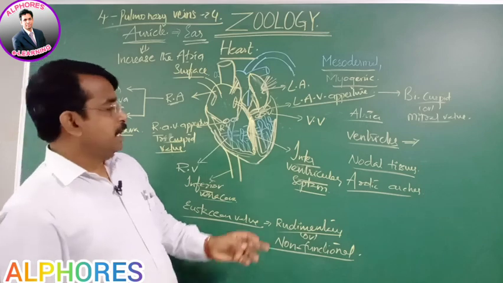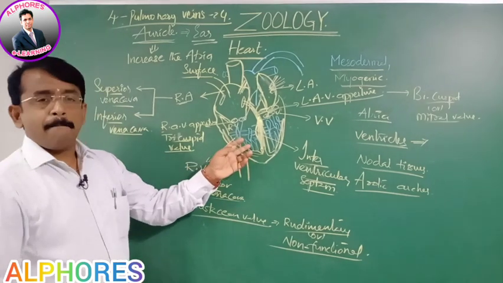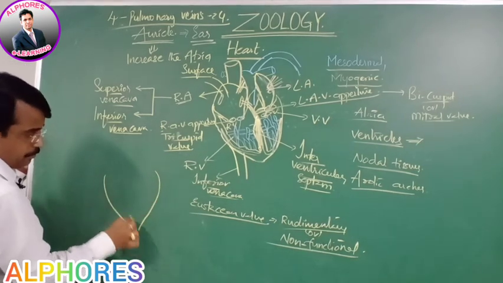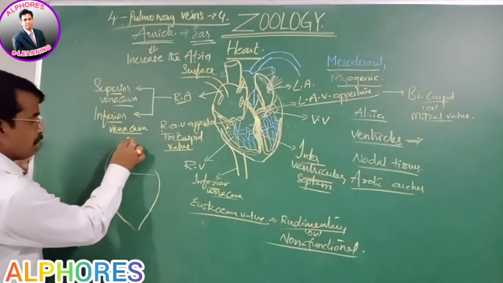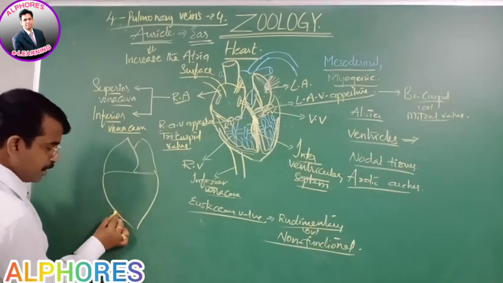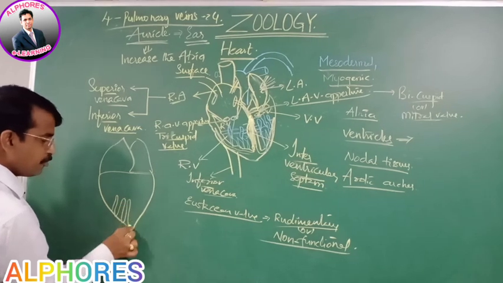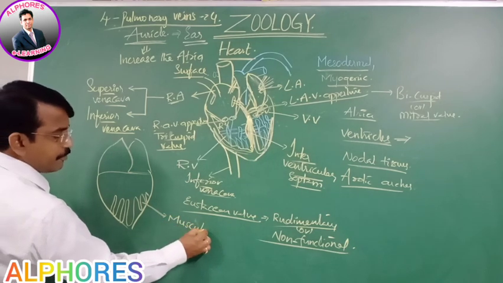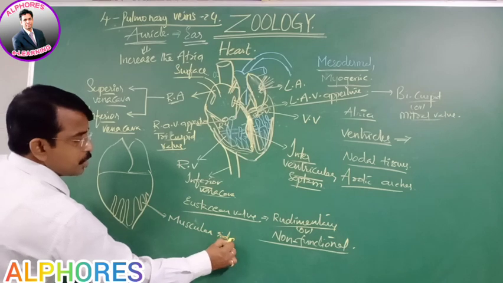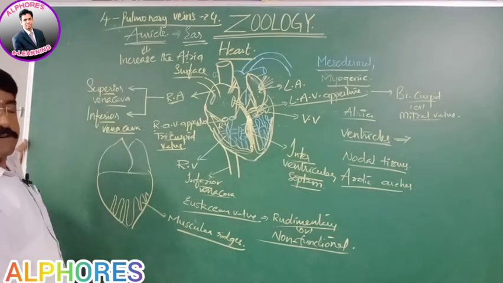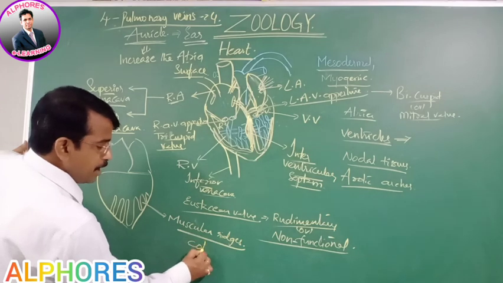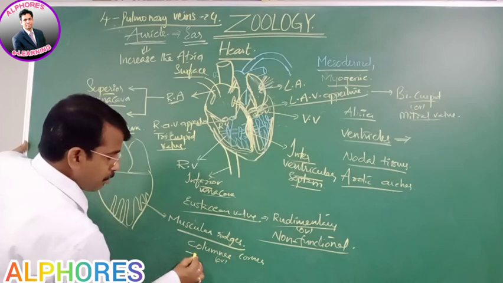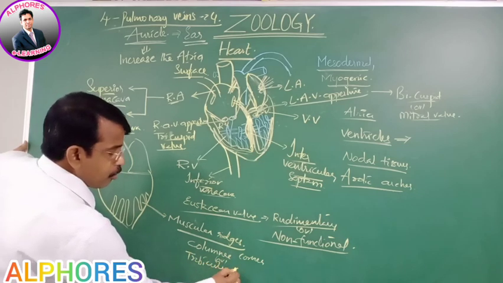Apart from that, if we observe the walls of the ventricles, from the walls of the ventricle there originate the muscular ridges, which are named the columnae carneae, or else trabeculae carneae.